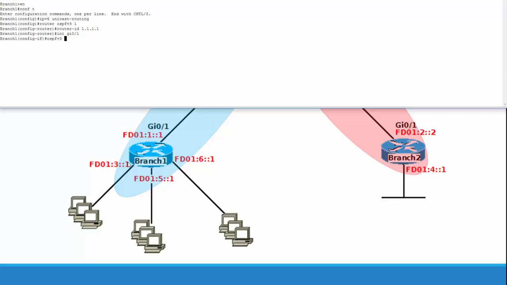OSPFv3, our process is 1. We're dealing with IPv6 right now, and the area that this guy is in is 0. Look at that. And you can see that we created our adjacency with HQ.